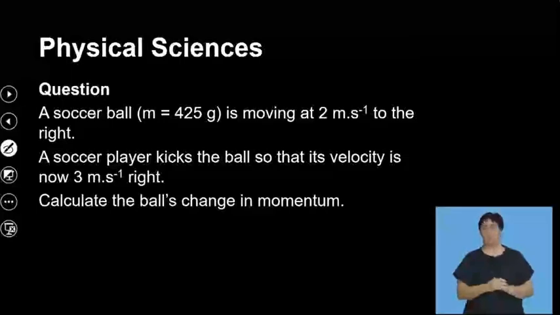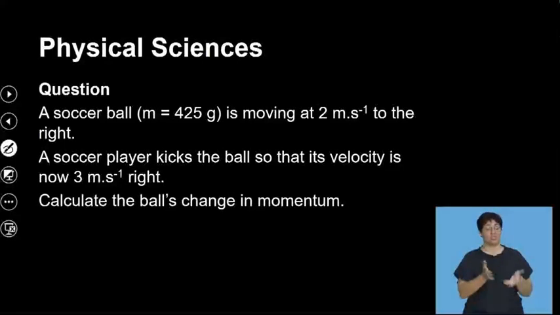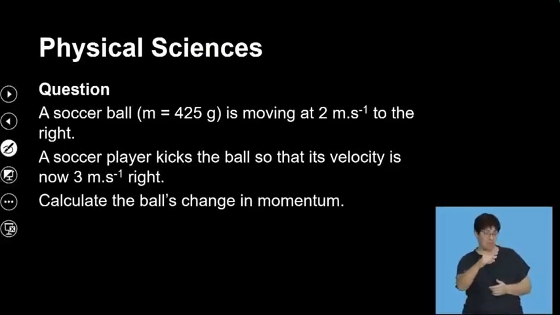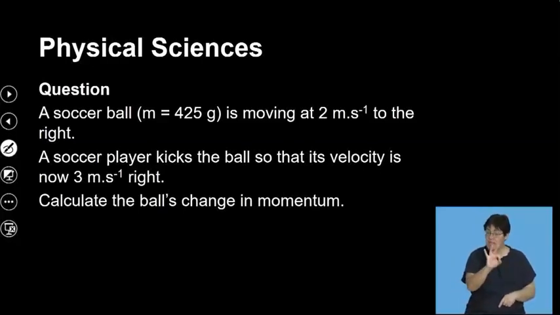So what we have is this. A soccer ball with a mass of 425 grams, that's the average mass of a soccer ball, is moving at 2 meters per second to the right. A soccer player kicks the ball so that its velocity is now 3 meters per second to the right. They ask you to calculate the ball's change in momentum.